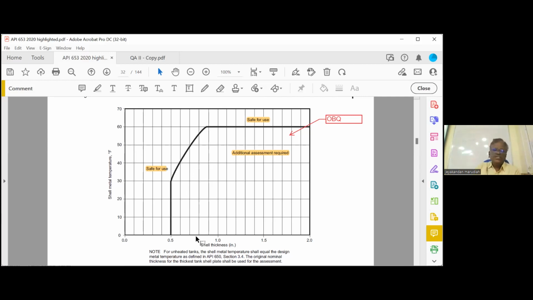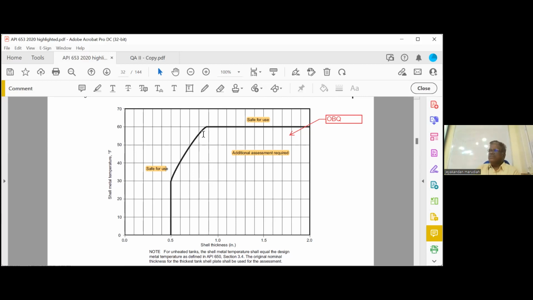For example, thickness is 0.7. What is the temperature? Almost less than 50. So 48, 49 like this. Okay. If we take 0.8, what is the temperature? More than 55. The exam question will be open book. They will ask like that.